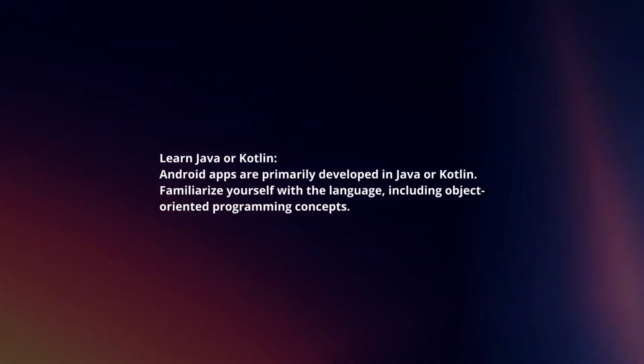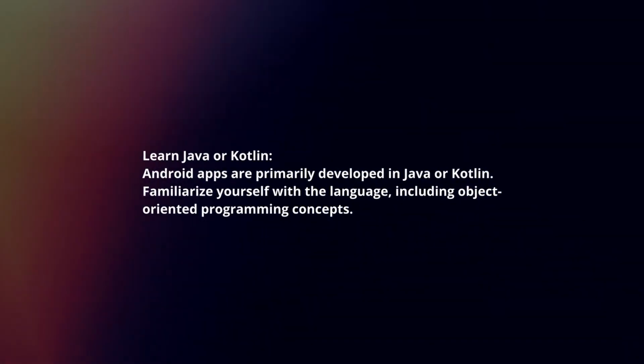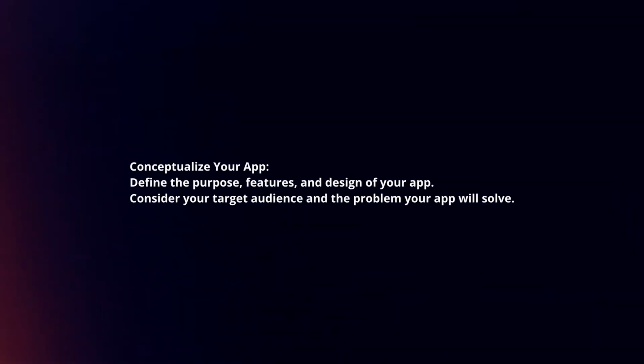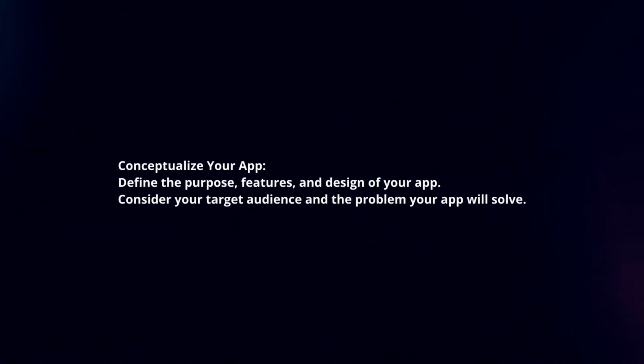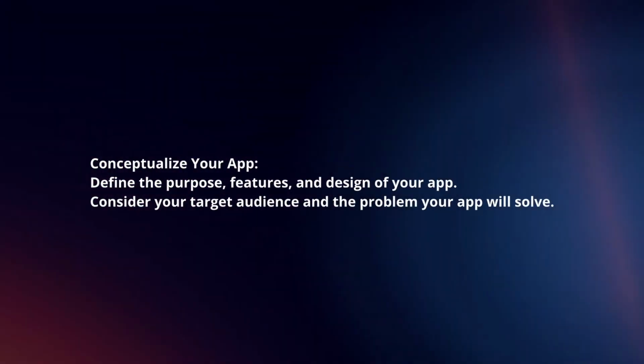Learn Java or Kotlin. Android apps are primarily developed in Java or Kotlin. Familiarize yourself with the language, including object-oriented programming concepts. Conceptualize your app. Define the purpose, features, and design of your app. Consider your target audience and the problem your app will solve.